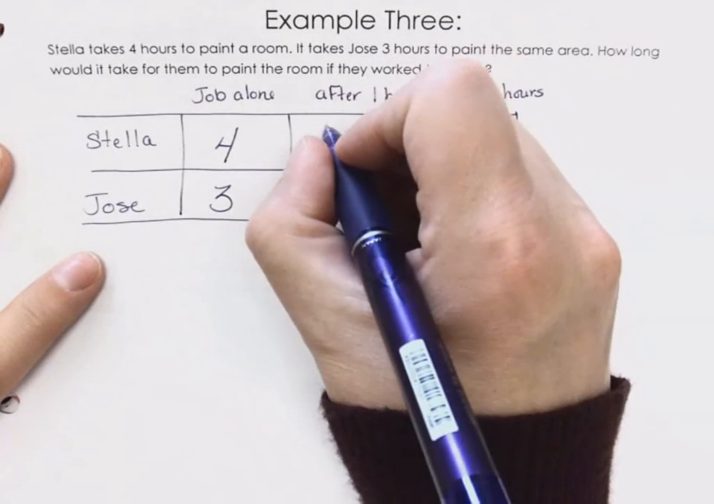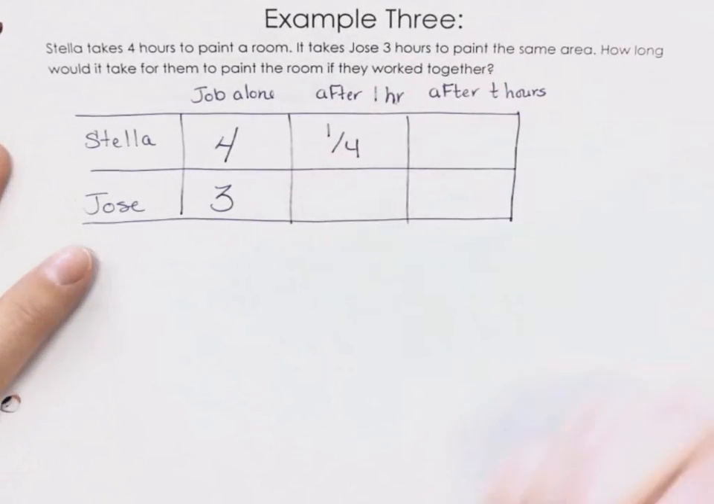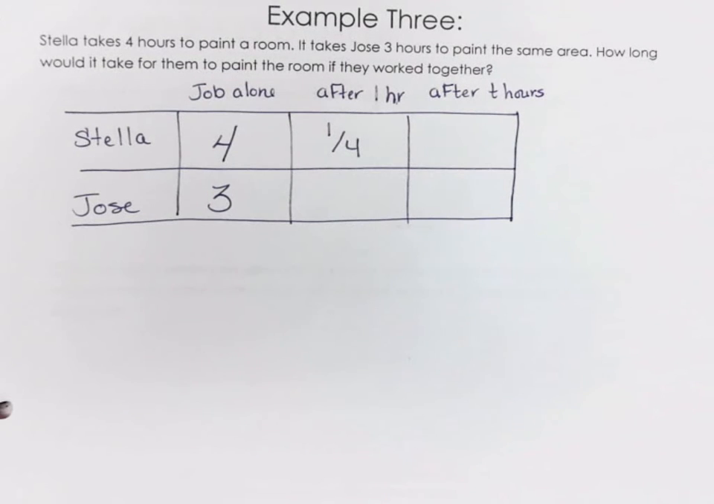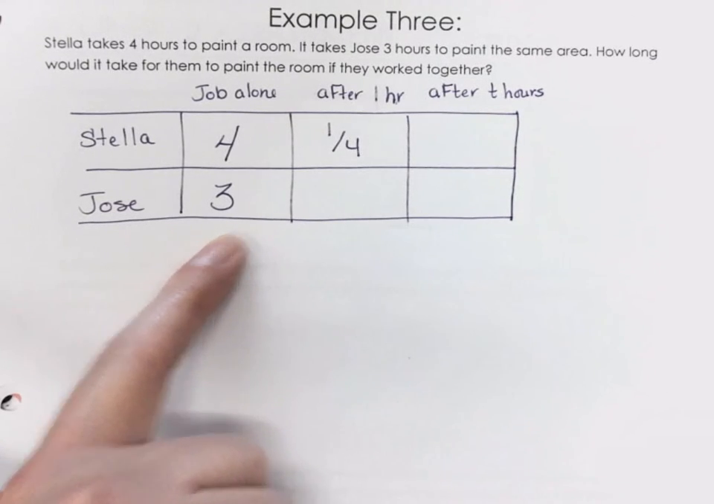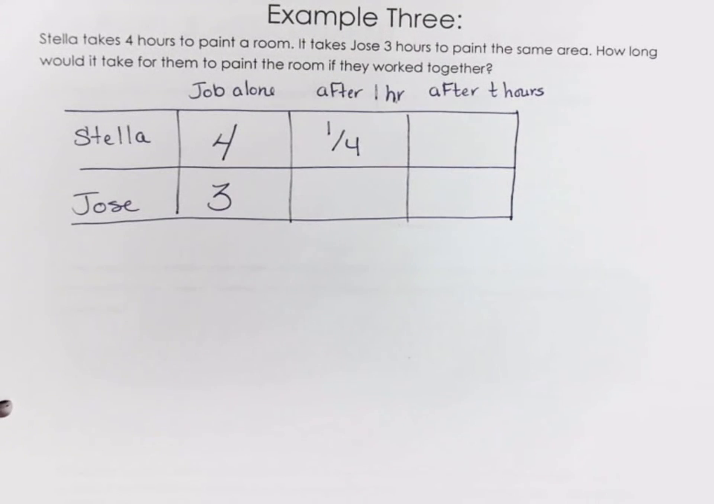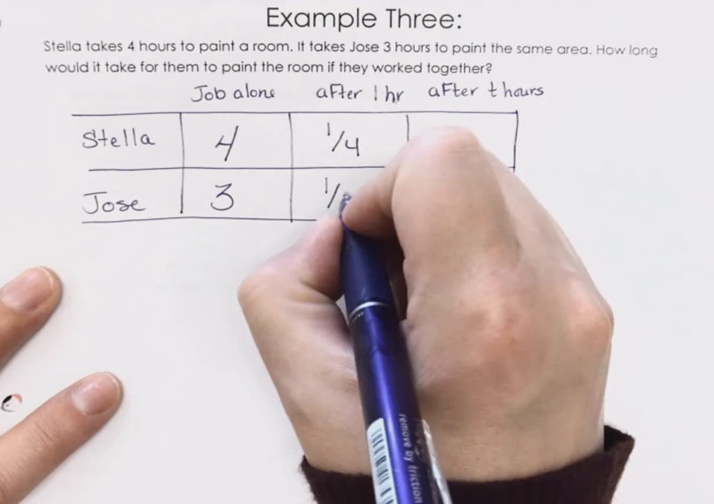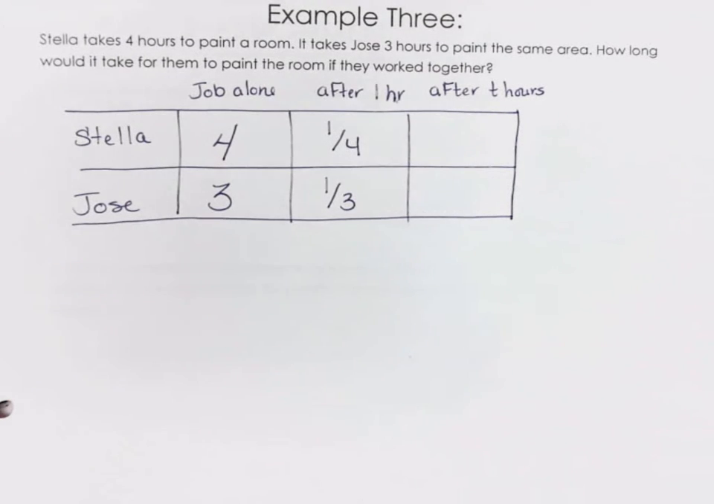Okay, so after 1 hour, how much of the job has Stella completed? 1/4. Okay, I like it. All right. And Jose, after 1 hour, 1/3, right? Does that make sense? Like if we checked on him in an hour, he'd be 1/3 of the way through painting this classroom.